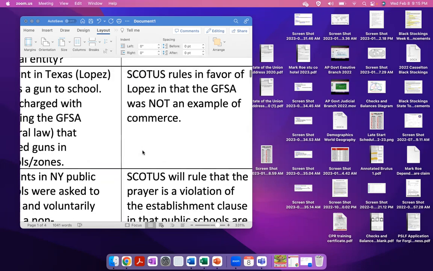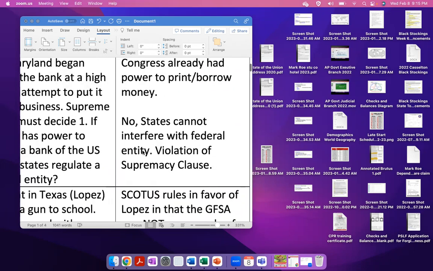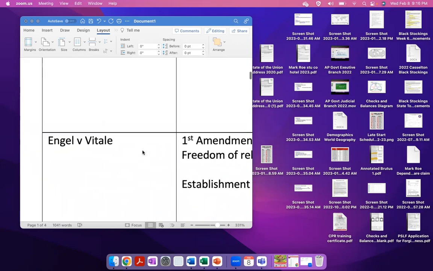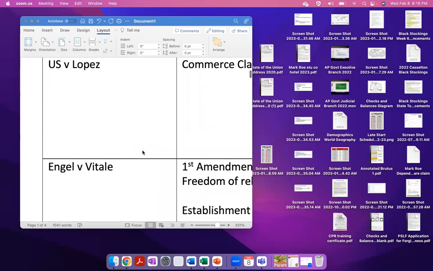All right. So again, we're not really getting a ton into this third column, but there is a third column, and I'll share this with you guys when we're done here this evening. Okay. So again, two First Amendment cases.